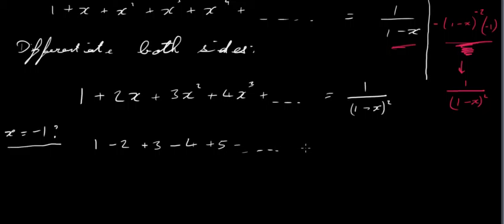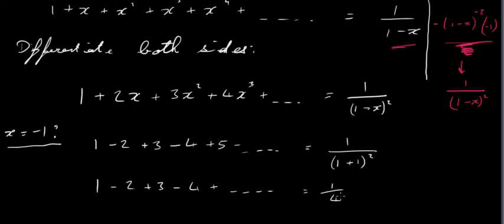On the right hand side, what do I end up with? Well, I just end up with 1 over 1 minus -1, which is 1 plus 1, and we're just going to square that. So on the left hand side I end up with the series that I started with, 1 minus 2 plus 3 minus 4 plus and so on. On the right hand side I end up with 1 over 2 squared, which is 1 over 4, a quarter. Okay, so that's where that particular value of a quarter comes from.